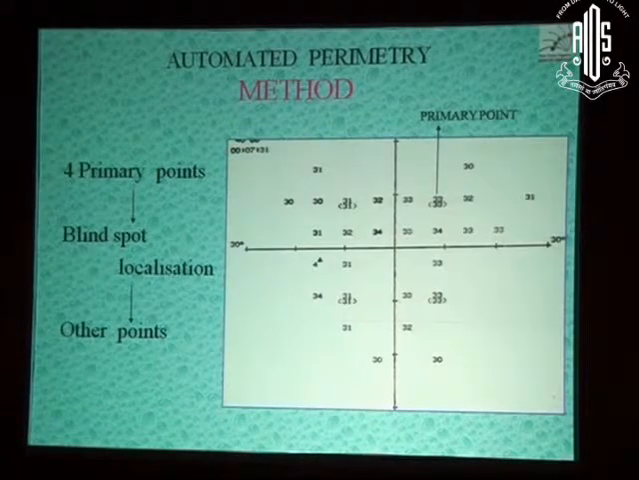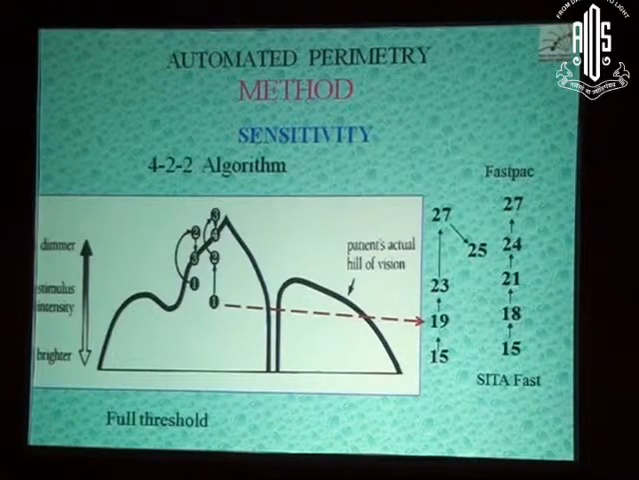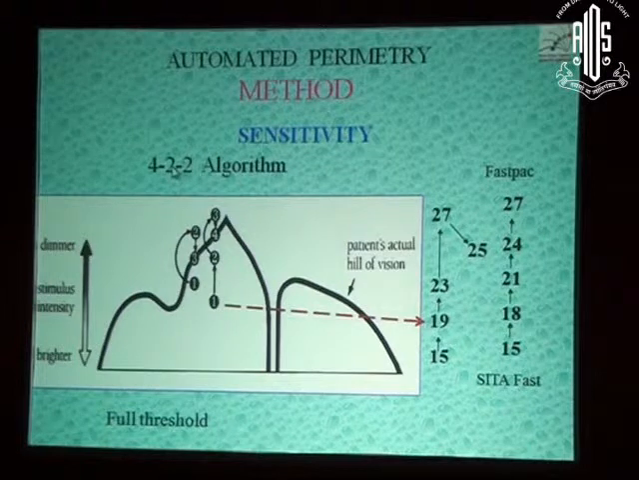Depending on the foveal threshold and at the same time the primary point threshold, it has some extrapolation from which the sensitivity should be started. And from there, it uses the 4-2-2 algorithm.